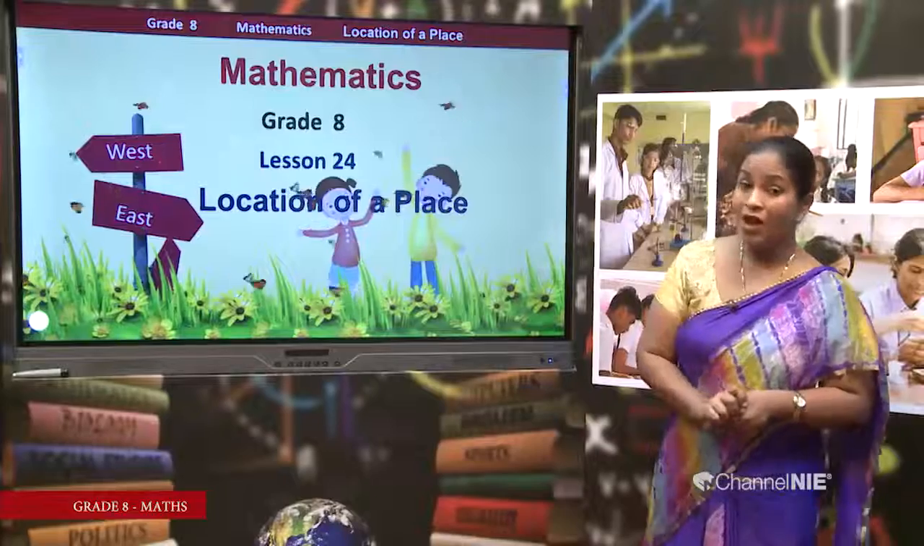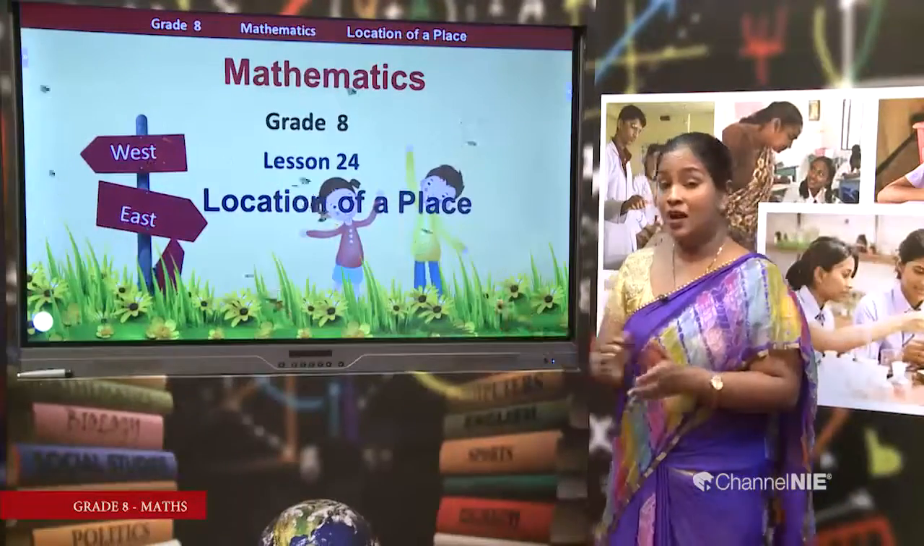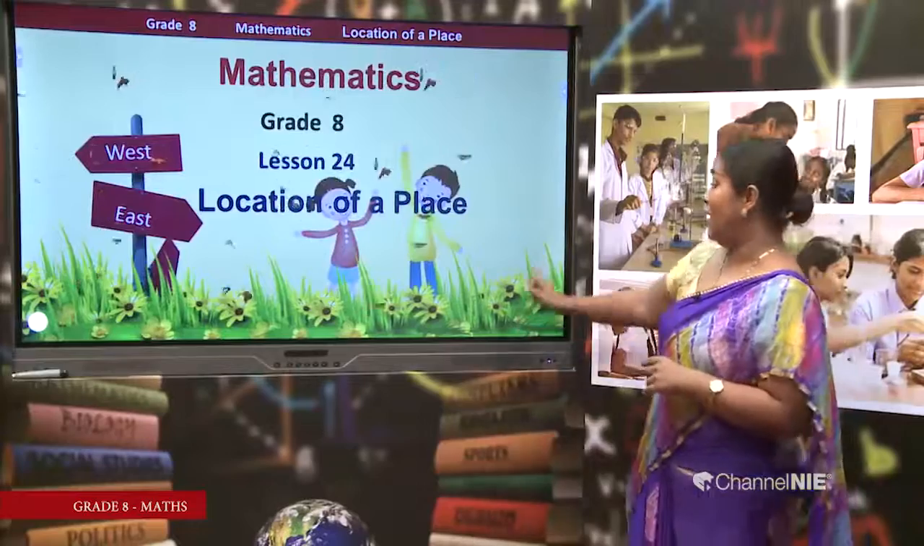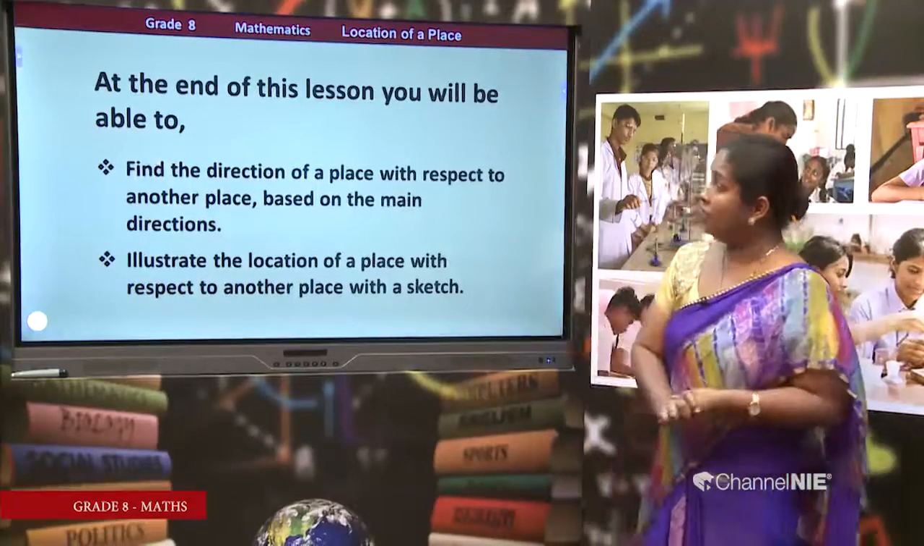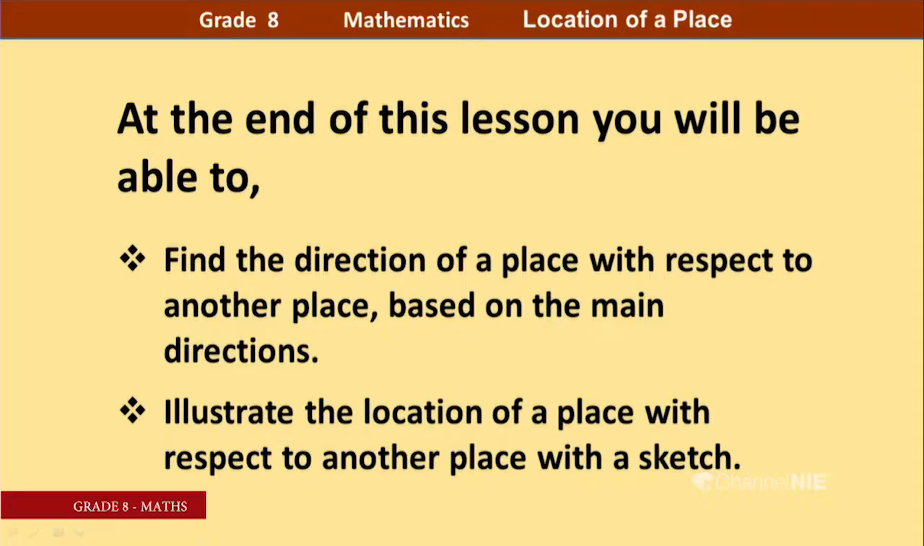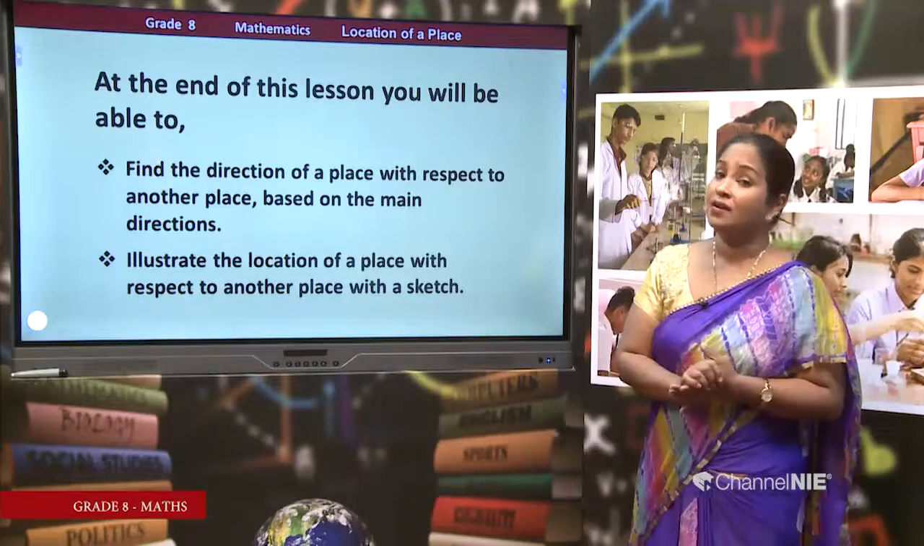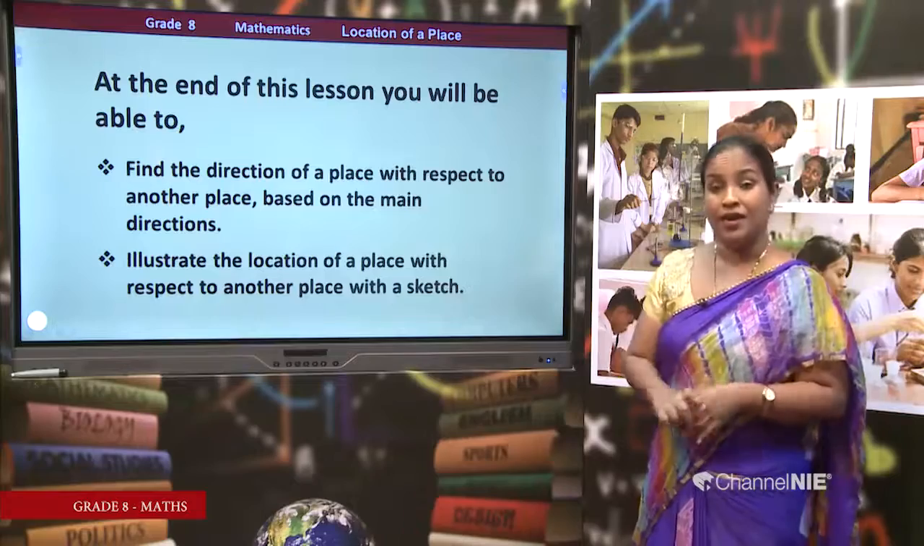We are going to see what we are going to learn through this lesson. At the end of this lesson, you will be able to find the direction of a place with respect to another place based on main directions, and you will be able to illustrate the location of a place with respect to another place with a sketch. So, we are going to do two things today. We are going to explain the location of a place and we are going to sketch it out.